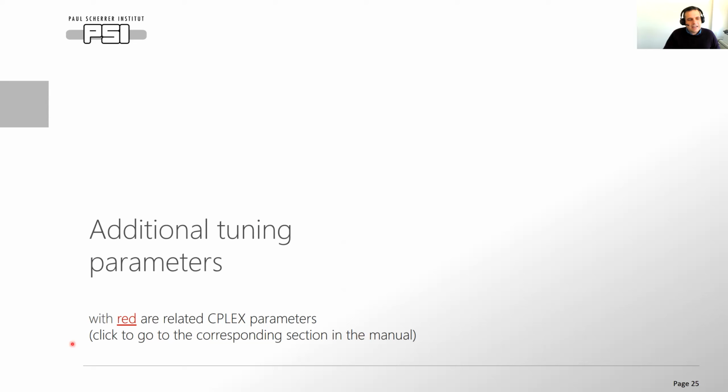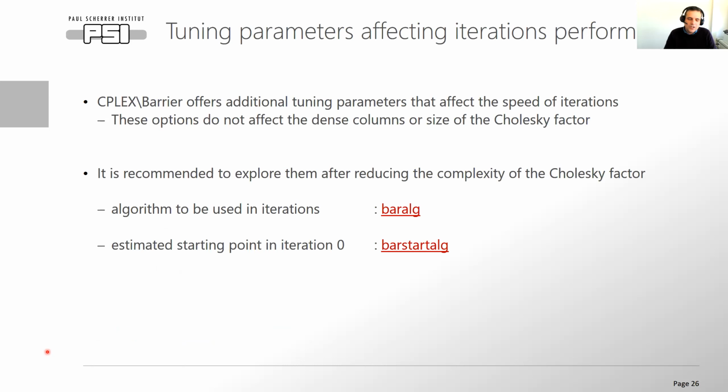Now, the parameters that I just showed are the most basic ones. I'm going to give an additional part of tuning parameters. These tuning parameters will no longer affect the Cholesky factor, the number of non-zeros, the dense columns, and so on. They are going to affect the performance in the iterations. We are going to discuss the first 2: the algorithm to be used in the iteration and the estimating starting point in iteration 0.